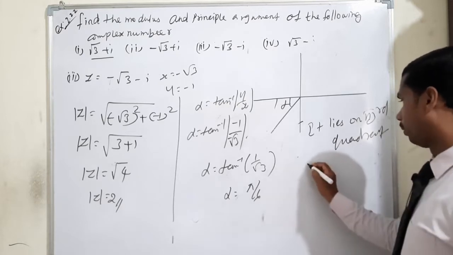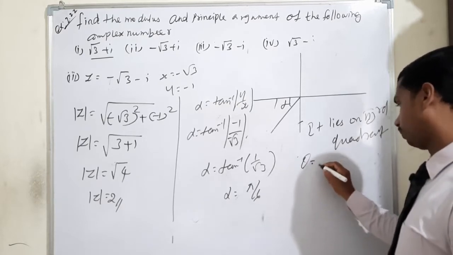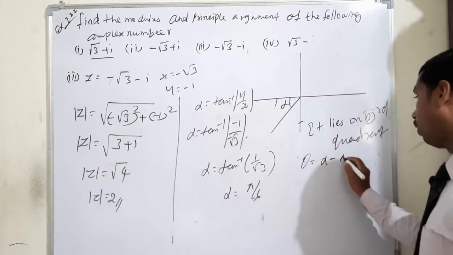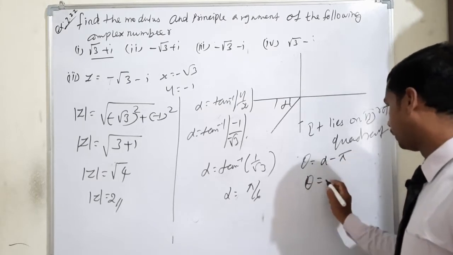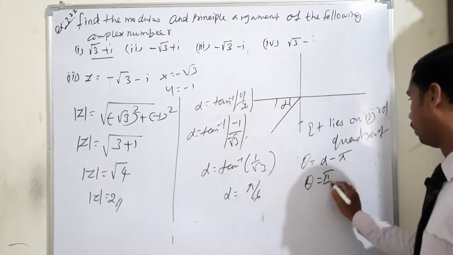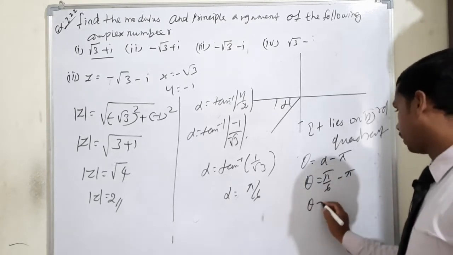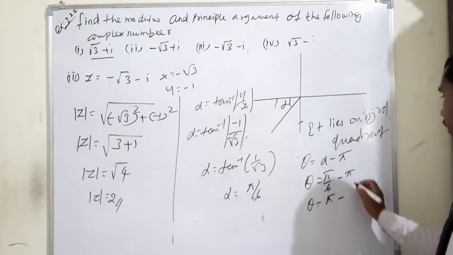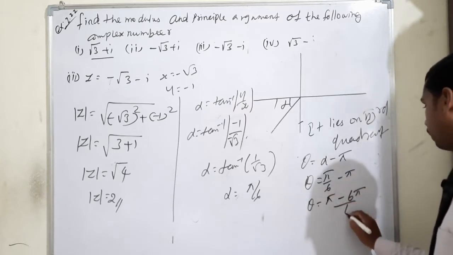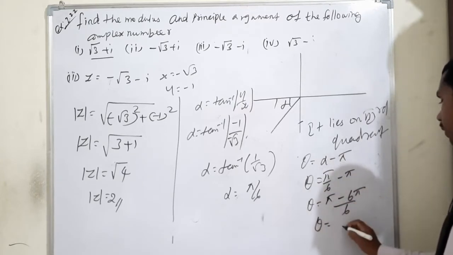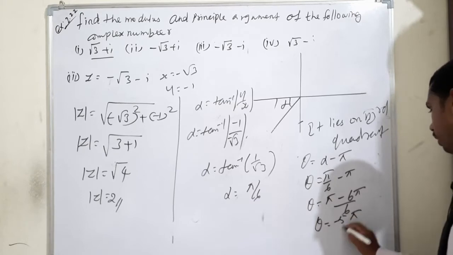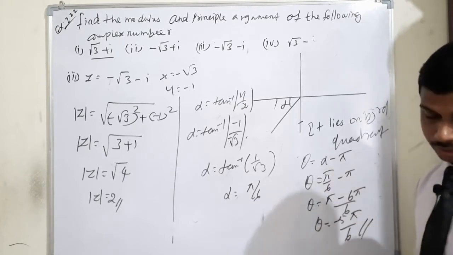It lies on the third quadrant, which means theta is equal to alpha minus pi, isn't it? So again theta is equal to alpha value pi by 6 minus pi, isn't it? So pi by 6 minus pi, cross multiply, means pi minus 6 pi over 6. Therefore theta is equal to minus 5 pi by 6. This is the third one's answer.